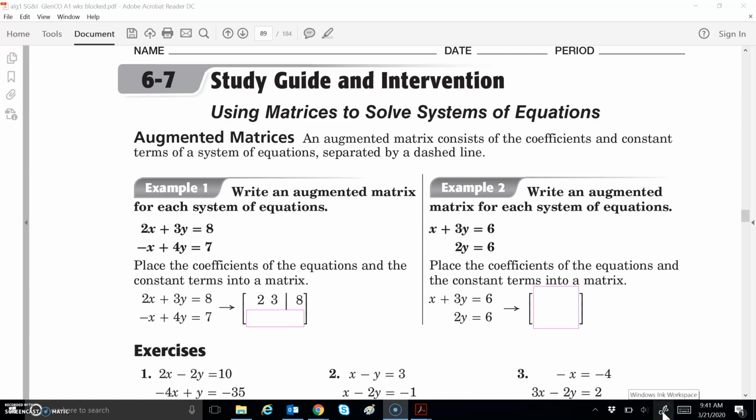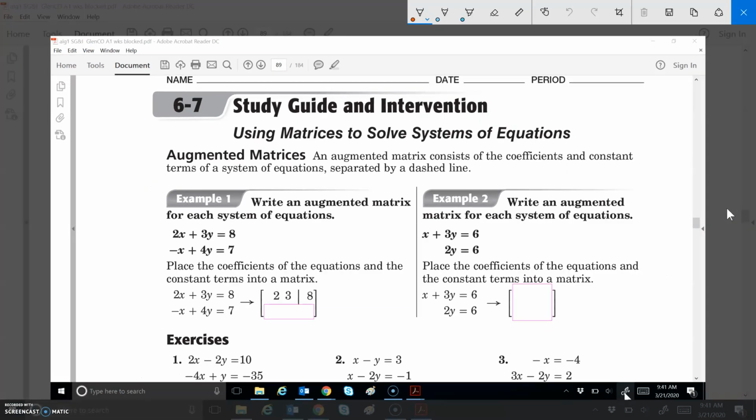Alright, using matrices to solve systems of equations, and augmented matrices. An augmented matrix consists of the coefficients and constant terms of a system of equations separated by a dashed line. So what we're going to do is transfer these equations into standard form and put them into a matrix.